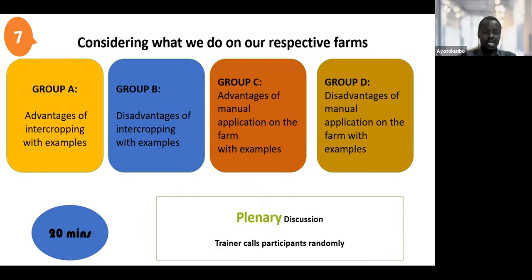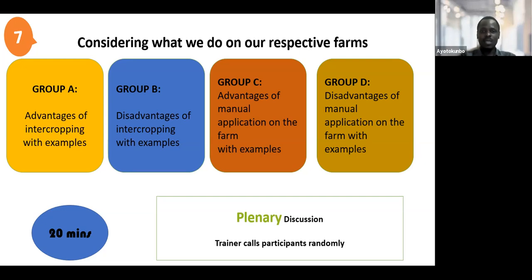So we have group A, advantages of intercropping with examples. You discuss amongst yourselves the advantages of intercropping. And it's good when you mention 1 or 2 crops that you intercrop and tell us the advantages. Then group B, disadvantages of intercropping with examples. Just as group A, mention the crops you are talking about and discuss the disadvantages.